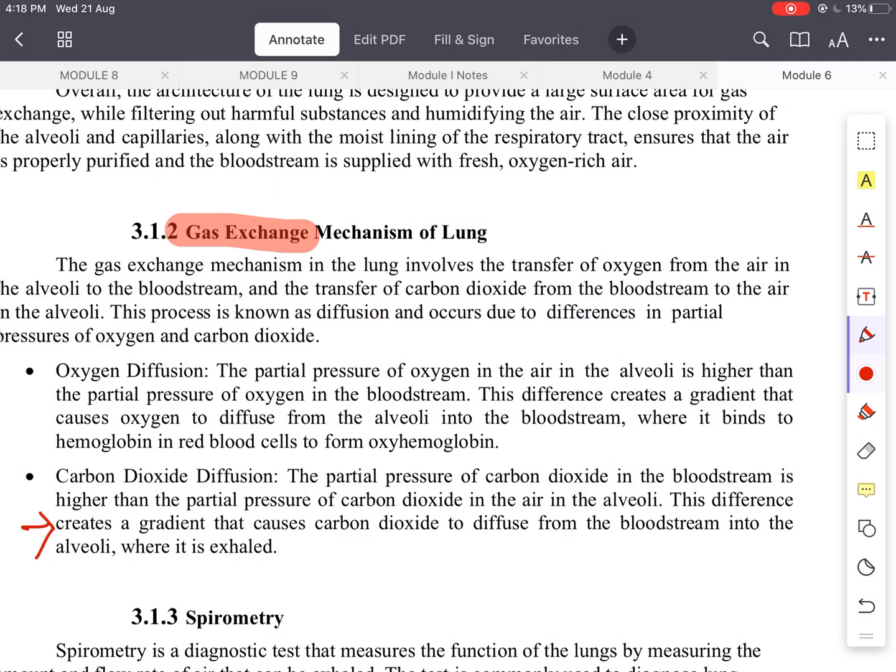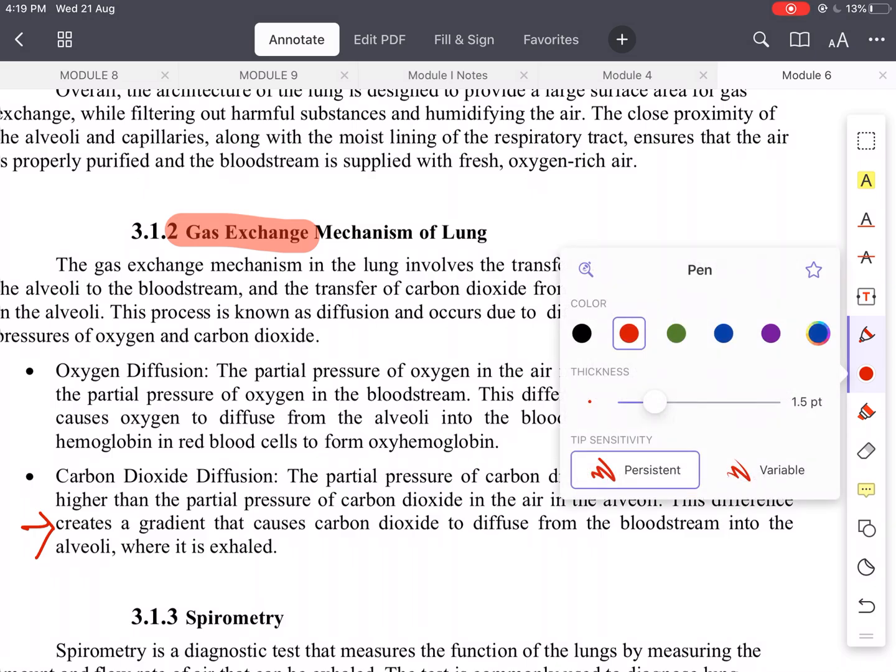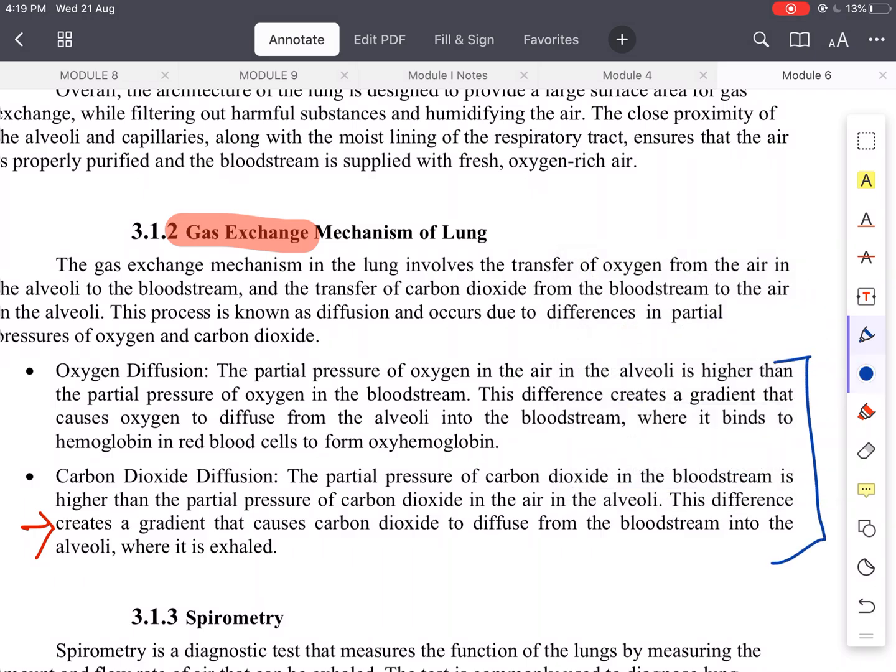Next, let's talk about carbon dioxide diffusion. In the inhaled air, we have a lesser carbon dioxide gradient, whereas in the bloodstream we have a greater carbon dioxide gradient. This creates a difference in the gradient. Hence, carbon dioxide diffuses from the bloodstream, the higher gradient area, to the inhaled gas, the lower gradient area. These two together summarize the entire process of gas exchange.